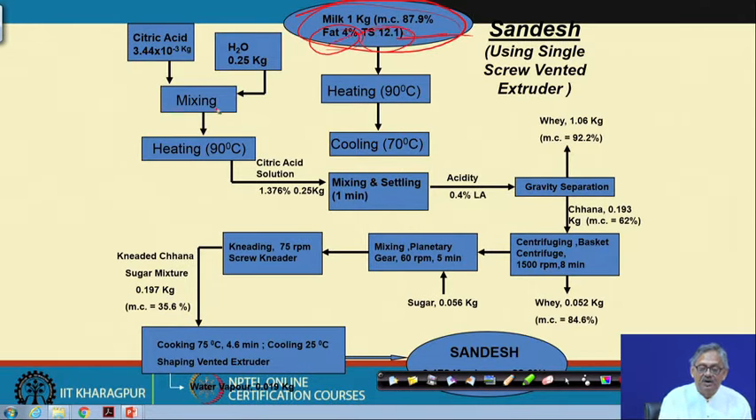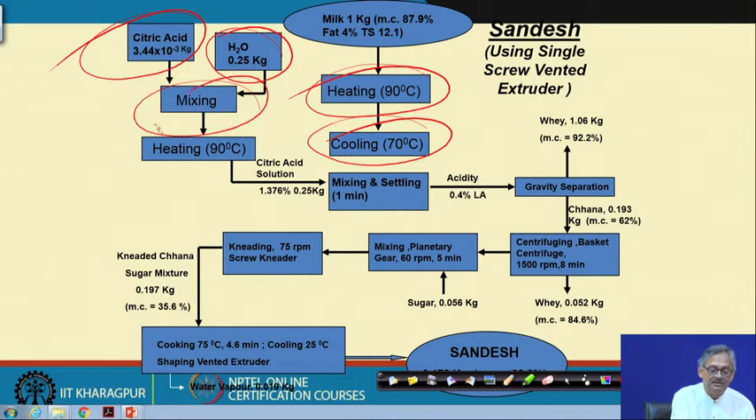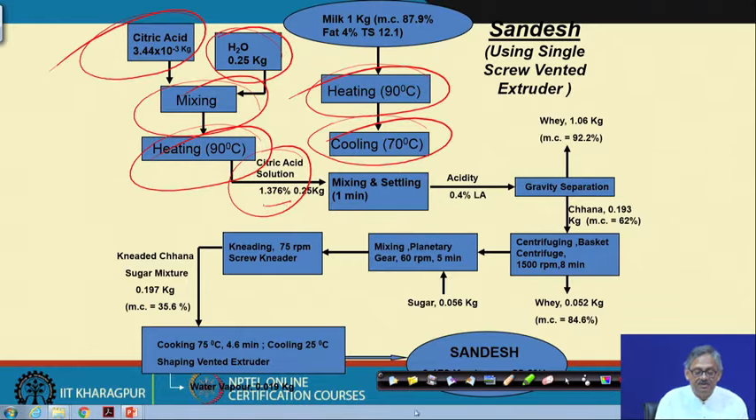and this is heated to 90 degree centigrade, cooled to 70 degree centigrade. Side by side, citric acid of 3.44 × 10^-3 kg is taken with water of 2.25 kg. They are mixed, heated to 90 degree centigrade, then cooled to 70 degree centigrade. Citric acid solution of 1.376% and 0.25 kg, right.